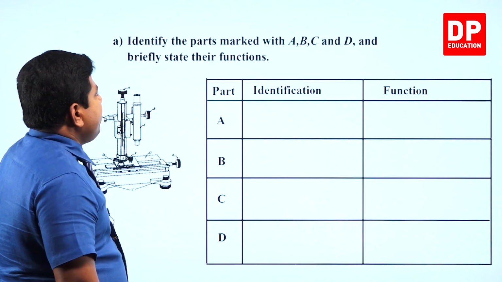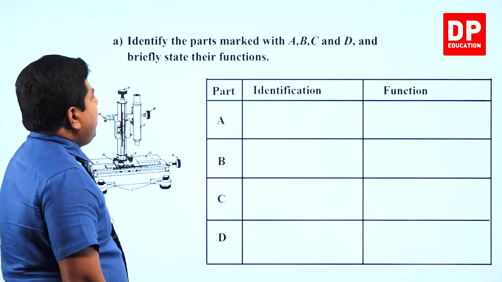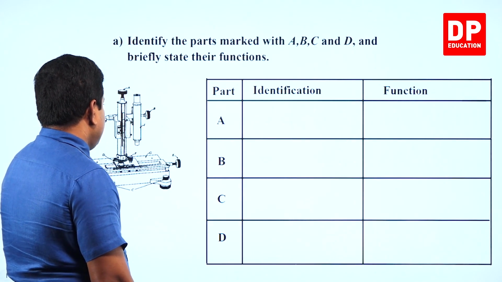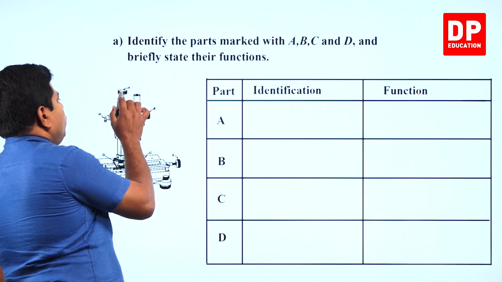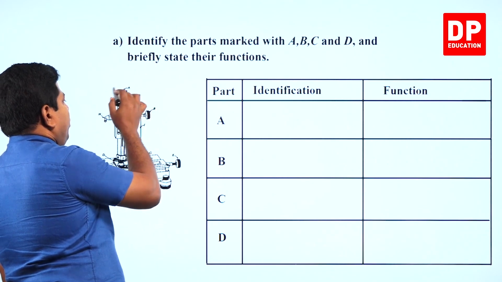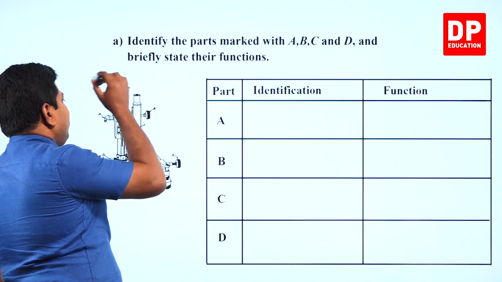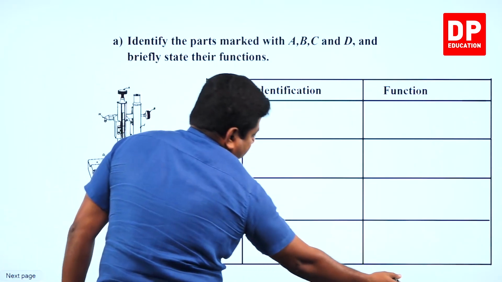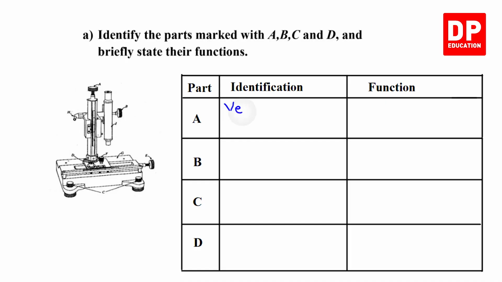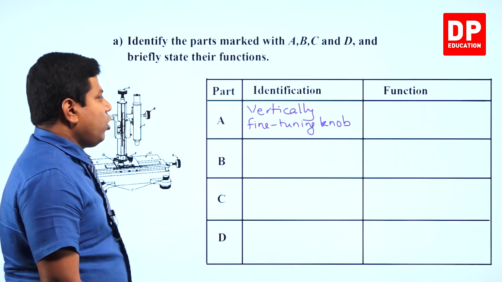First part. Identify the parts marked by A, B, C, D and briefly state their functions. So you all can see here, A refers to the knob here. What do we do with this knob? This is the vertically fine-tuning knob. We call it vertically fine-tuning knob. So let's give the name for that: vertically fine-tuning knob. You can say knob or you can say screw, right? Vertically fine-tuning knob or screw.